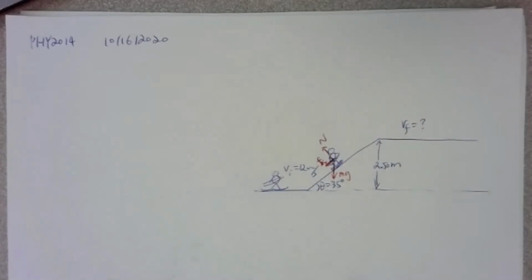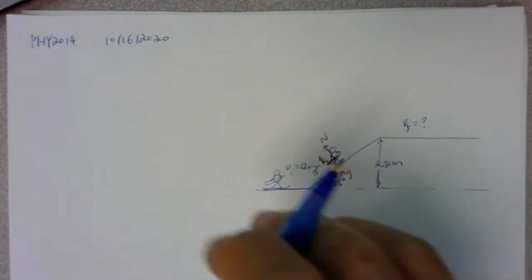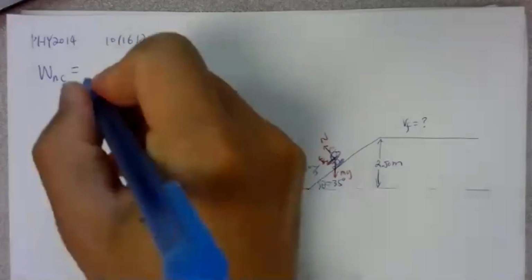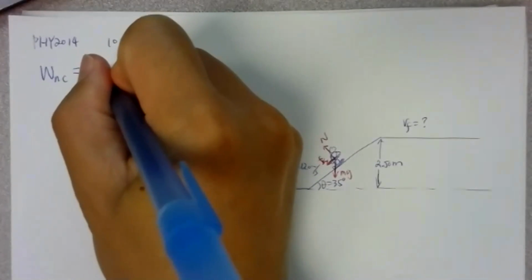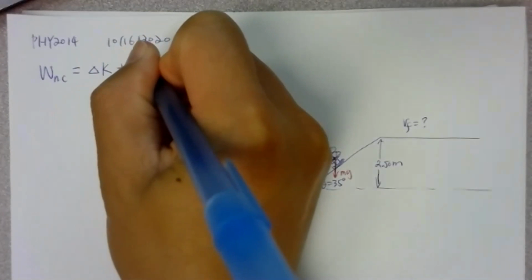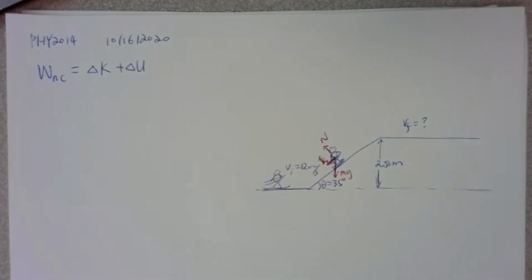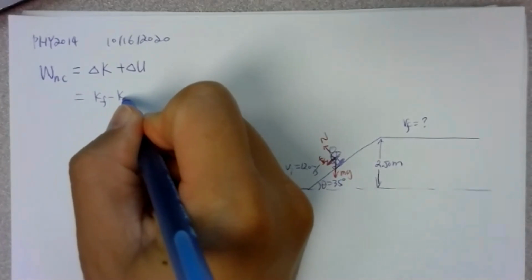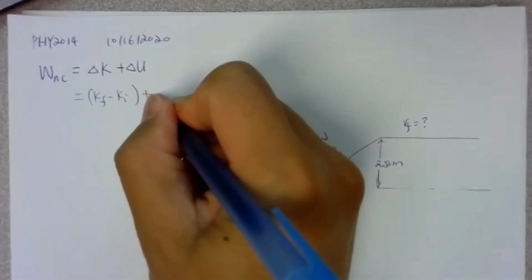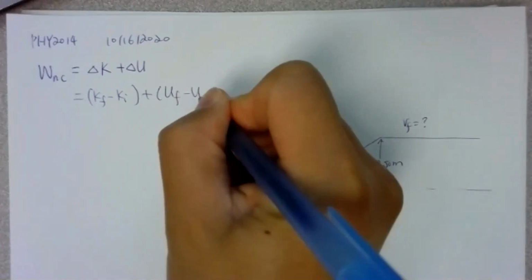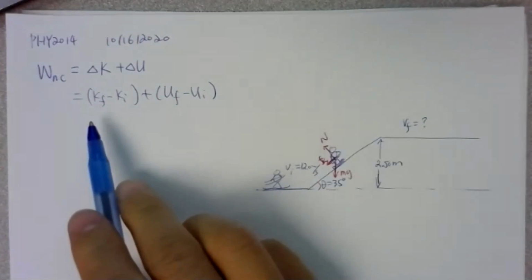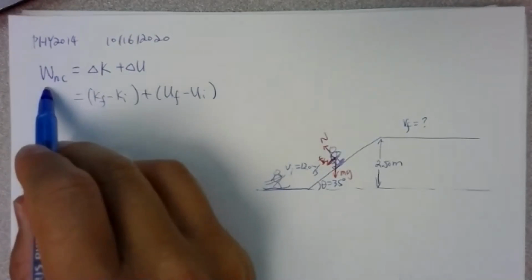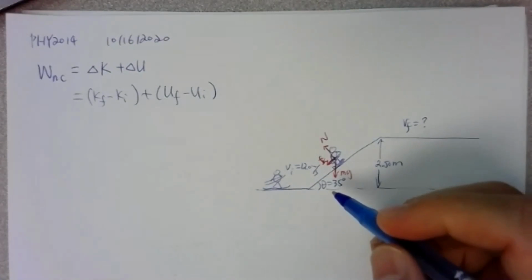Realizing that, you want to start with the work done by non-conservative forces equals the change of kinetic energy plus the change of potential energy. This means kinetic energy final minus kinetic energy initial, plus potential energy final minus potential energy initial. So you'll have to figure out what these four terms are individually, and also this term.